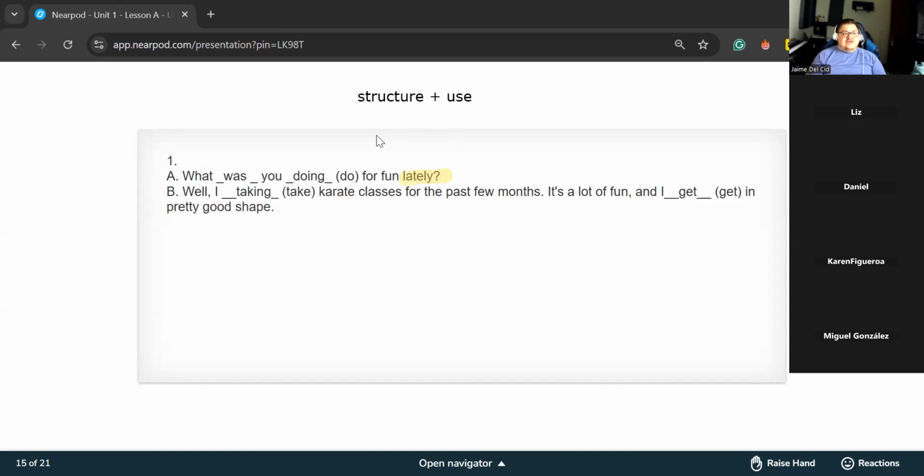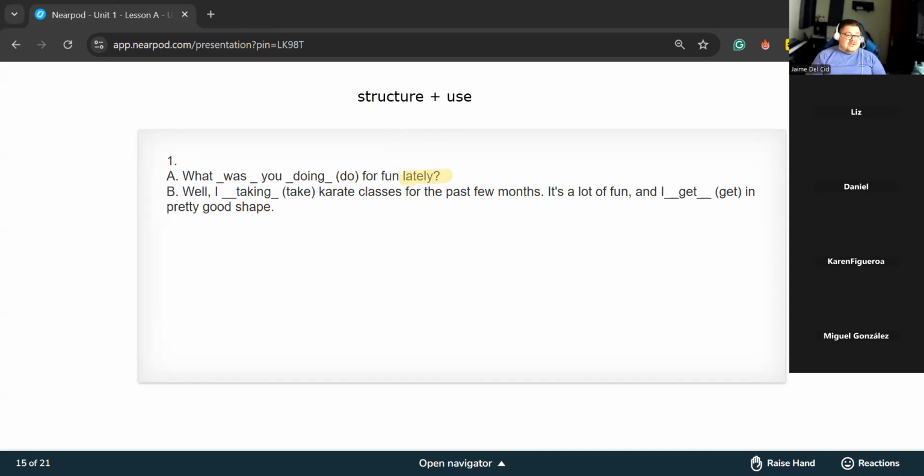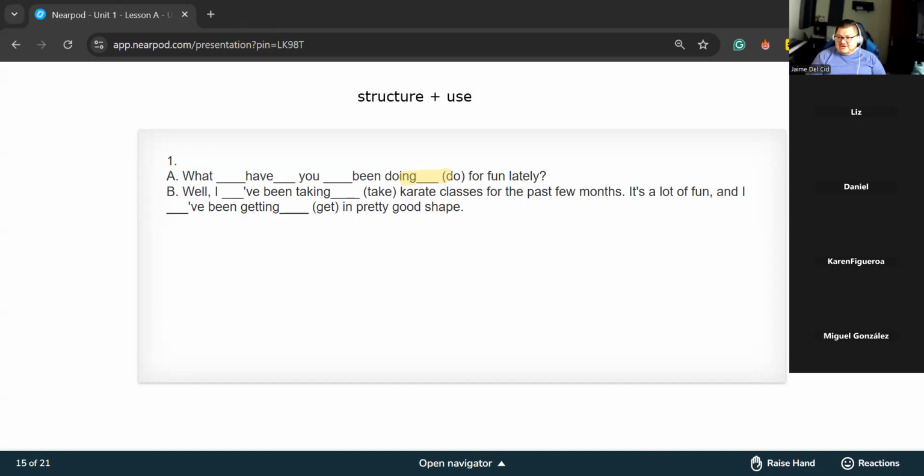Okay, structure and use. Se nota que varios de ustedes saben la estructura porque la tuvieron bien, ¿verdad? Entonces, por ejemplo, esta primera, la estructura está bien. What was you doing? Bueno, el verbo vino está también, pero, o sea, la idea del past está bien. What were you doing for fun lately? Sería este. Por ejemplo, what did you do for fun lately? La estructura de este también está bien. Y así sucesivamente las estructuras se ven que están bien.